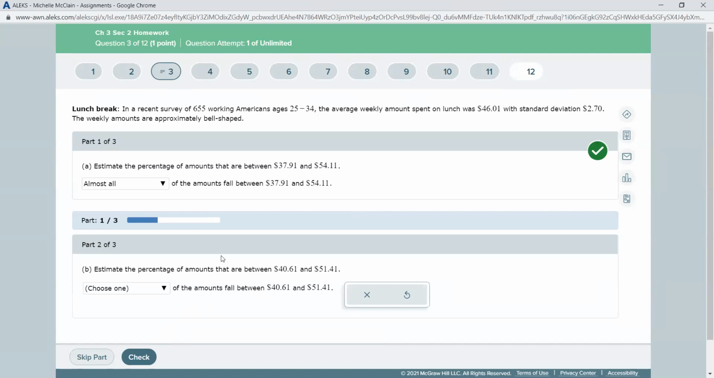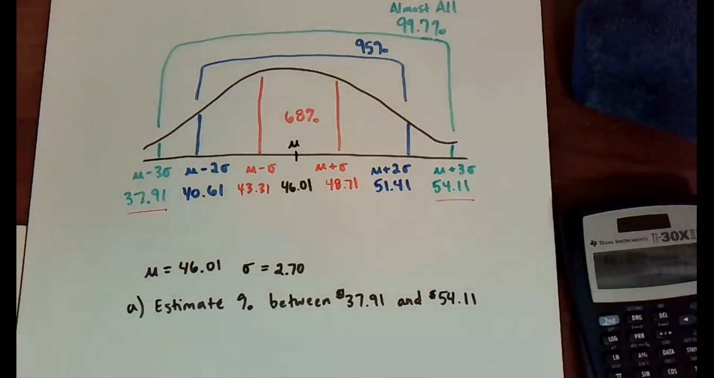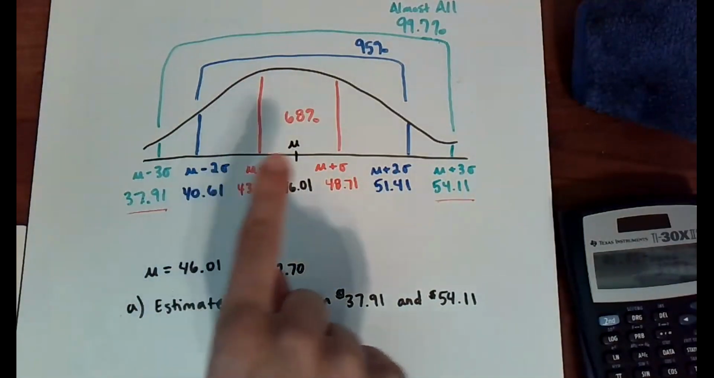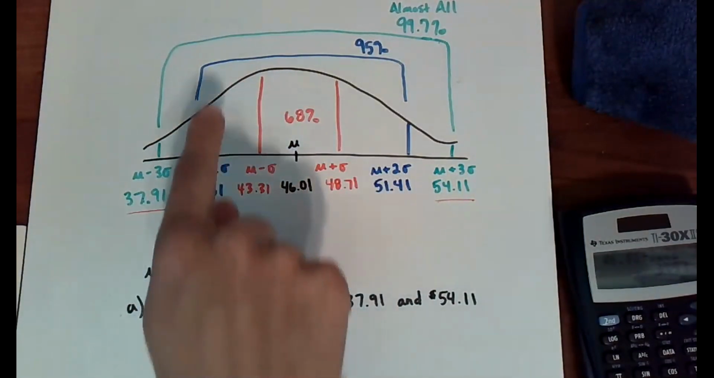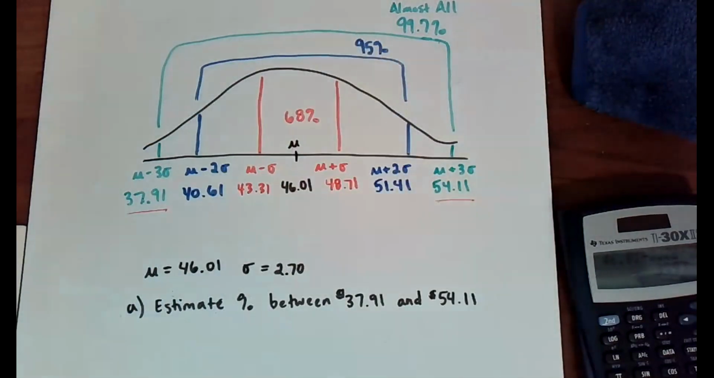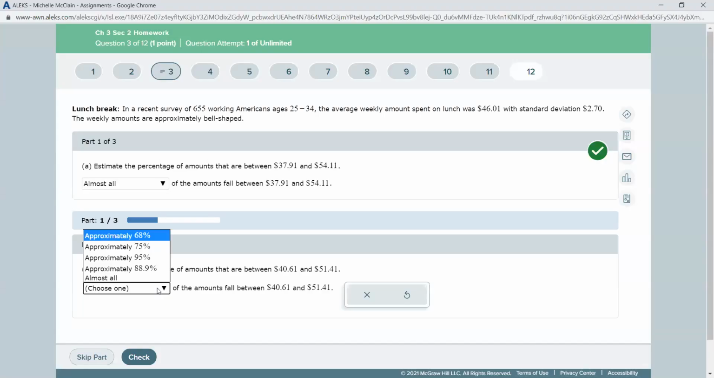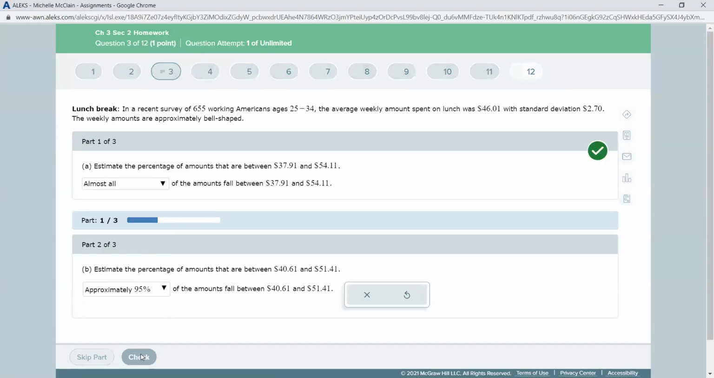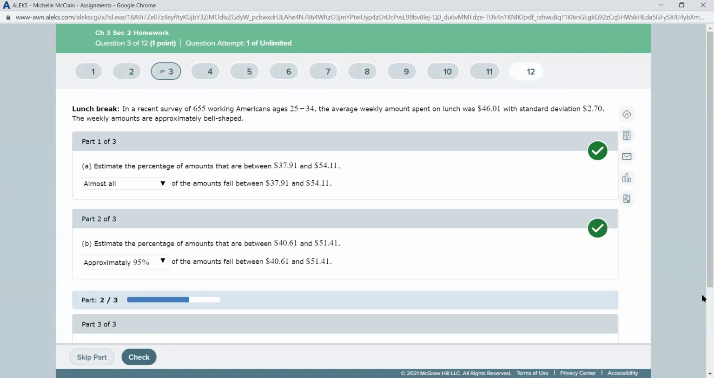Part 2, estimate the percentage once again of the amounts between $40.61 and $51.41. If you look down at your scratch work, if you're following along, you should be able to answer that. If not, let's take a look at my scratch work. They said $40.61 and $51.41. That's my blue, and that belongs to 95% of data. Let's go back to Alex. We want to choose 95%. Perfect.